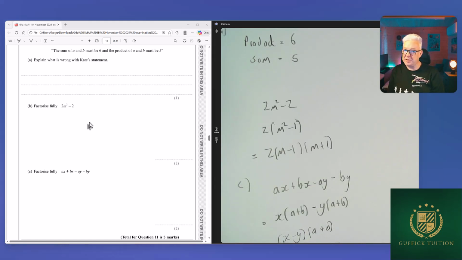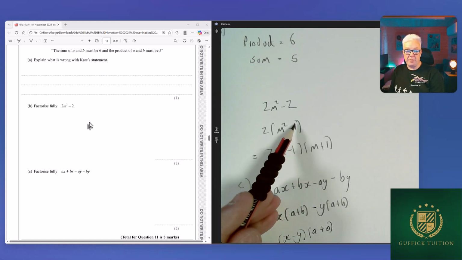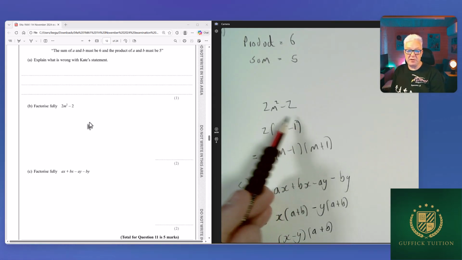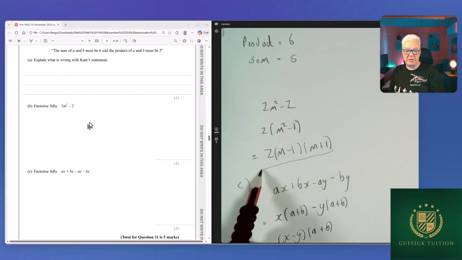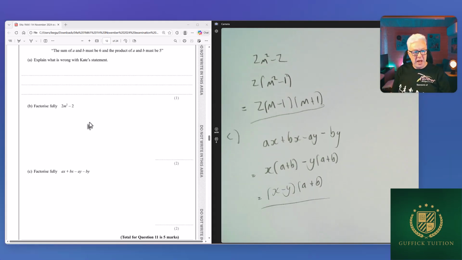So that, I think, is super sneaky. Just be aware that 1 is a square number. So this is actually the difference of 2 squares. So fully factorized, it should have turned into that. And then this part C is also really tricky. I bet a lot of people didn't know what was going on here as well.